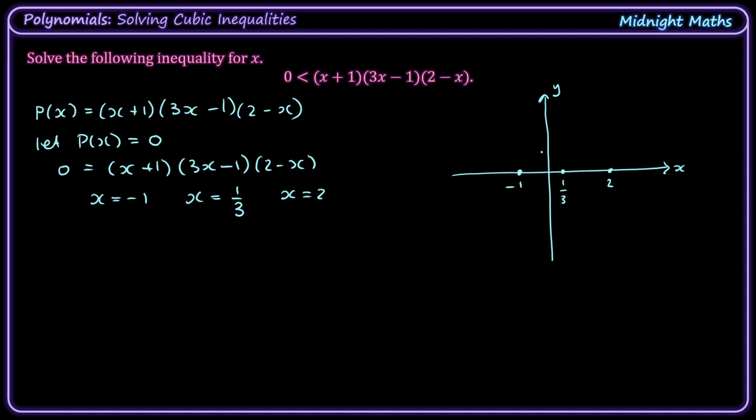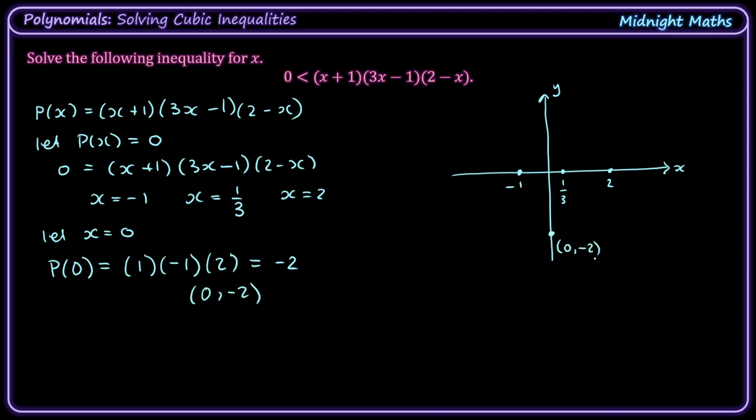So in this situation, we can find the y-intercept, and that will help us because we'll be able to tell if it's positive or negative in this section, and we know for a cubic it must follow the rest of the shape after that. So let's let x equal to 0. So p of 0 equals, we have 0 plus 1 is 1. We have 3 times 0 minus 1, that's minus 1. And we have 2 minus 0, which is 2. So our answer is minus 2. That gives us the y-intercept, 0, minus 2, which might be here.